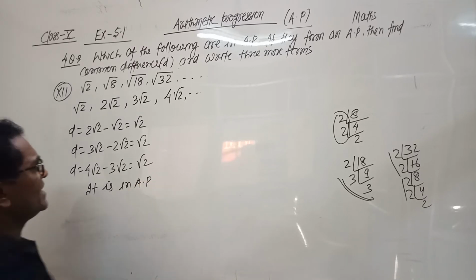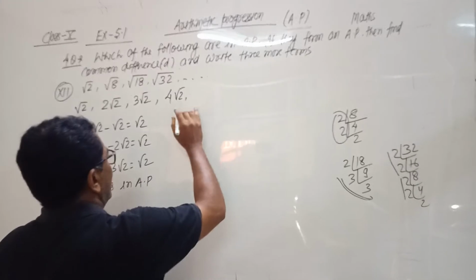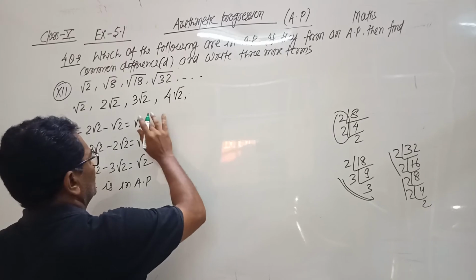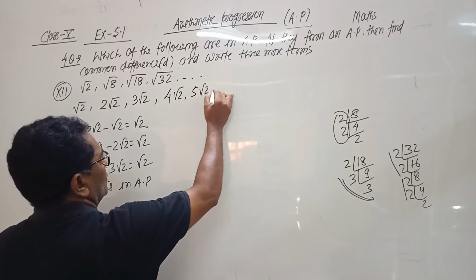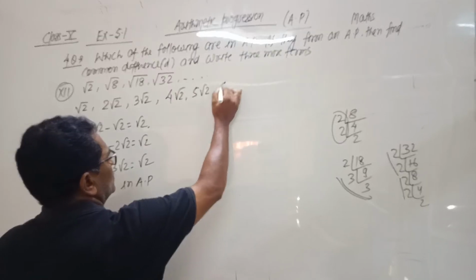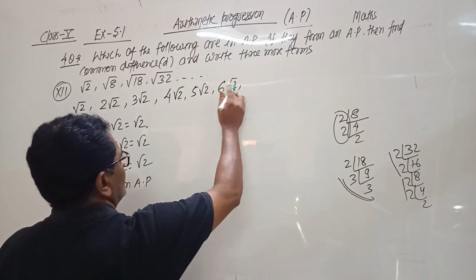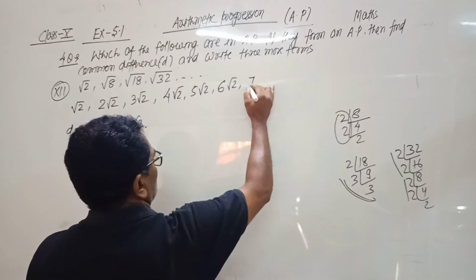For finding the next terms, we add the common difference. 4 root 2 plus root 2, 5 root 2. 5 root 2 plus root 2, 6 root 2. 6 root 2 plus root 2, 7 root 2.